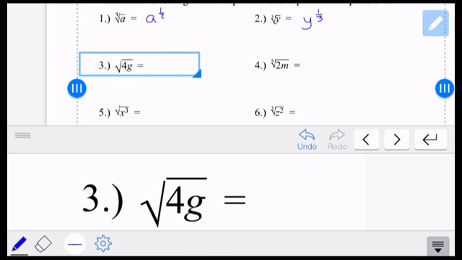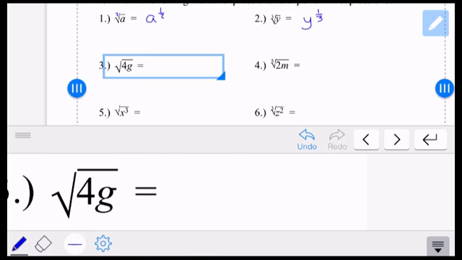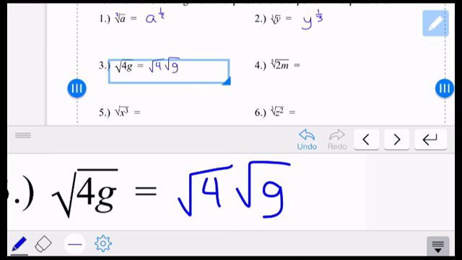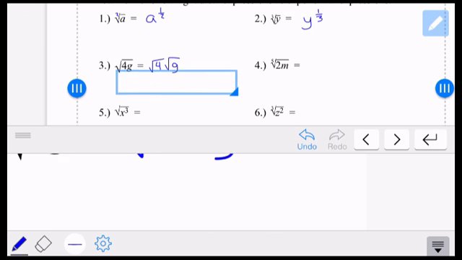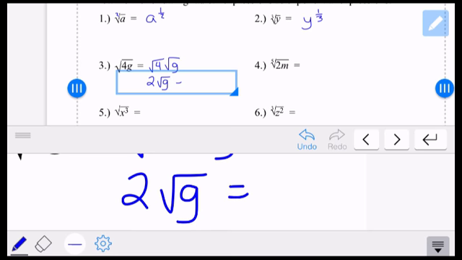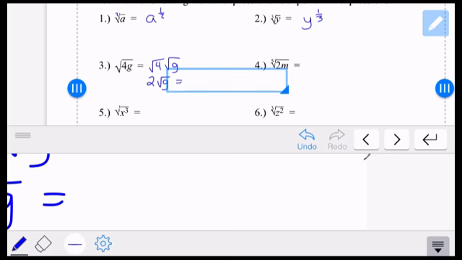Now here, be careful, because if you can simplify, you want to try to do that. So we know the square root of 4, right? If we break this up using our multiplication property, we can do the square root of 4 and the square root of g, which we know would be 2, and then square root of g. And then we want to rewrite that as an exponent. So 2 and then g to the 1/2 power. Okay?